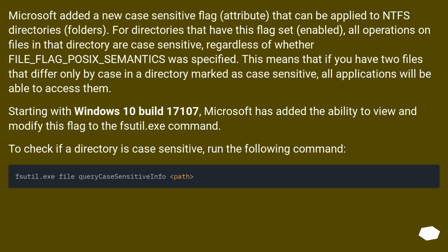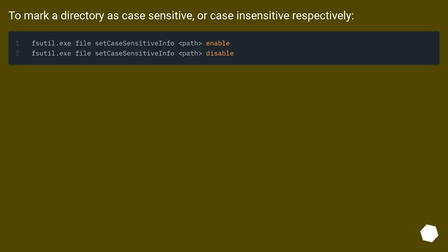Starting with Windows 10 build 17107, Microsoft has added the ability to view and modify this flag to the fsutil.exe command. To check if a directory is case sensitive, run the following command. To mark a directory as case sensitive, or case insensitive respectively.